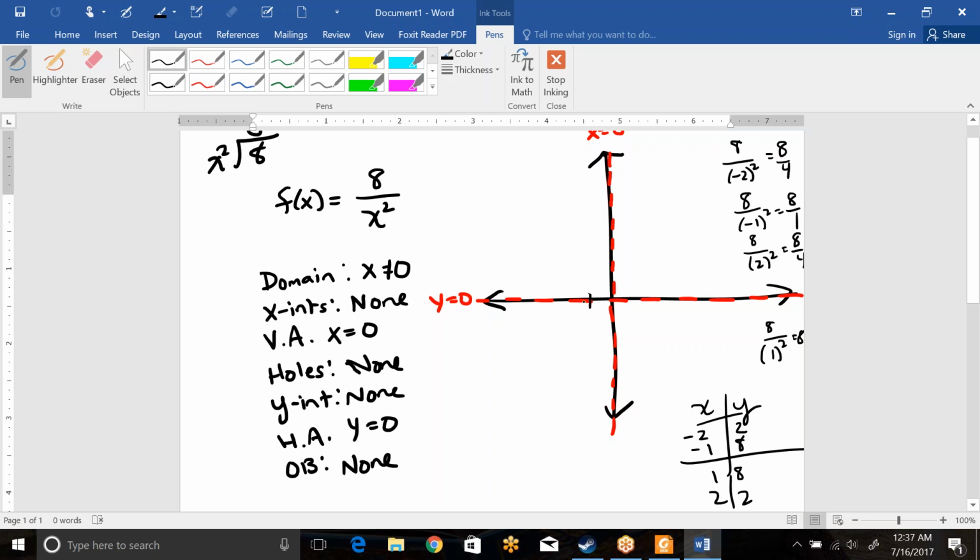So we plot the points. So -2 up 2. And then -1 up 8. And then +1 up 8. And +2 up 2. So notice this is staying in this top region, and so is its counterpart on the other side. So both of these are up because x squared doesn't have anything subtracted from it. It doesn't have a negative in front of it. It's never going to be negative. So everything's going to always come out positive since you're doing 8 divided by a positive number.